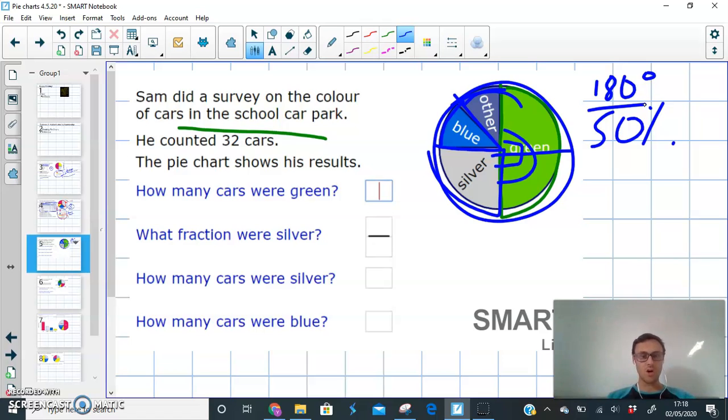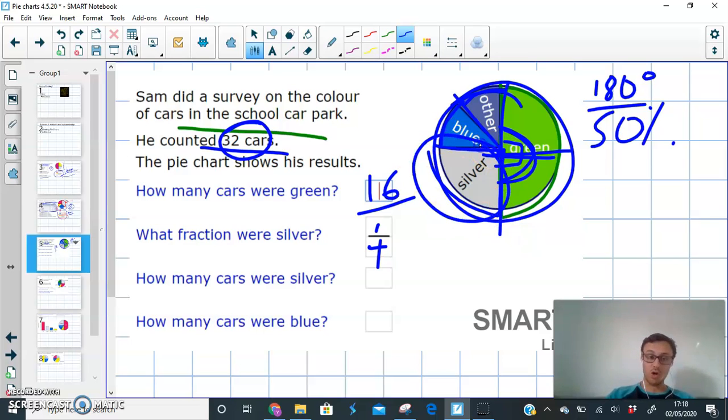Okay, so how many cars were green? Well, it tells us here that he counted 32 cars, and obviously half are green, so you know that would be 16. What fraction was silver? Well, it's 1 out of 4 because I could split my pie chart into 4. How many cars were silver? Well, it's a quarter of that total number, which is 32, which is 8.